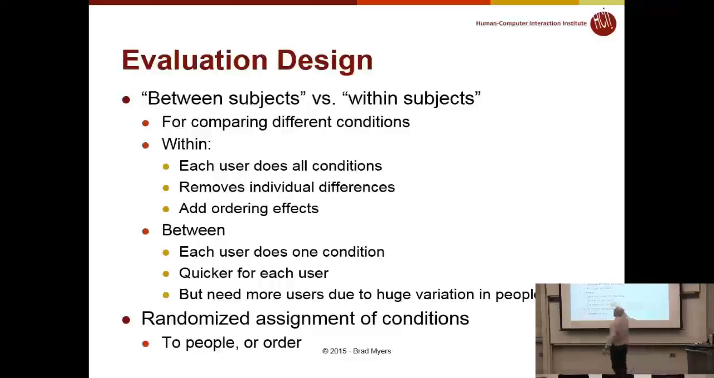And so sometimes it's a lot easier to do between, which means you only have to design one version of the tasks. Half the people get A and half the people get B. And then the problem is, well, you need twice as many people in order to have the same amount of validity in terms of how many people use each one. It's also faster for each user, so within takes about twice as long as between. So if you have a 1-hour task, then within is going to take people 2 hours, and that's kind of getting beyond what most people are willing to do.